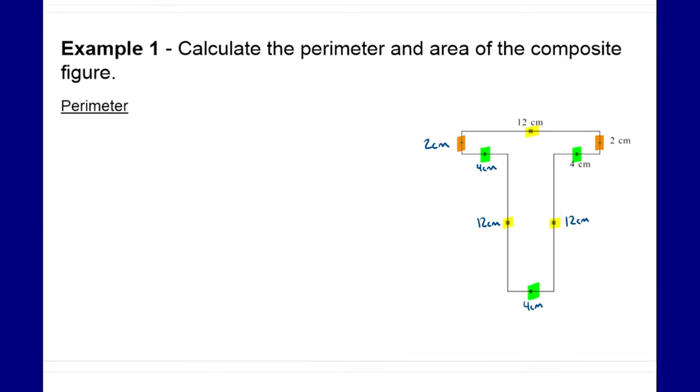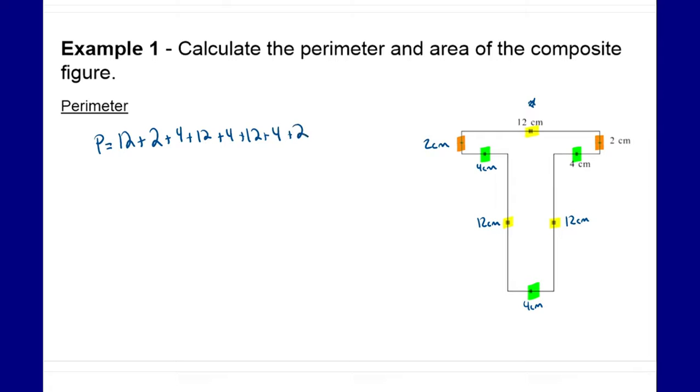So I want to add up all of these side lengths around my figure to find the perimeter. So in this case, P is going to equal, and a helpful thing is to just pick one side. So I'm going to pick and start with 12. And then we're just going to go clockwise around our figure. So 12 plus 2 plus 4 plus 12 plus 4 plus 12 plus 4 plus 2.